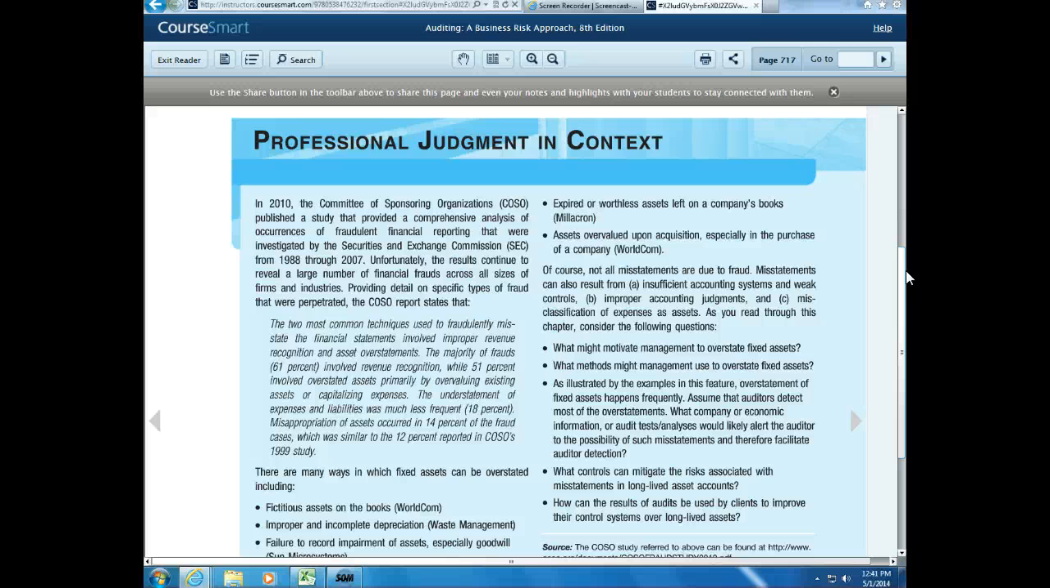What might motivate management to overstate fixed assets? What methods might management use to overstate fixed assets? As illustrated by the examples in this feature, overstatement of fixed assets happens frequently. Assume that auditors detect most of the overstatements. What company or economic information or audit tests would likely alert the auditor to the possibility of such misstatements and facilitate auditor detection? What controls can mitigate the risks associated with misstatement of long-lived asset accounts, and how can the results of audits be used by clients to improve their controls over long-lived assets? So that's what we're going to take a look at here.